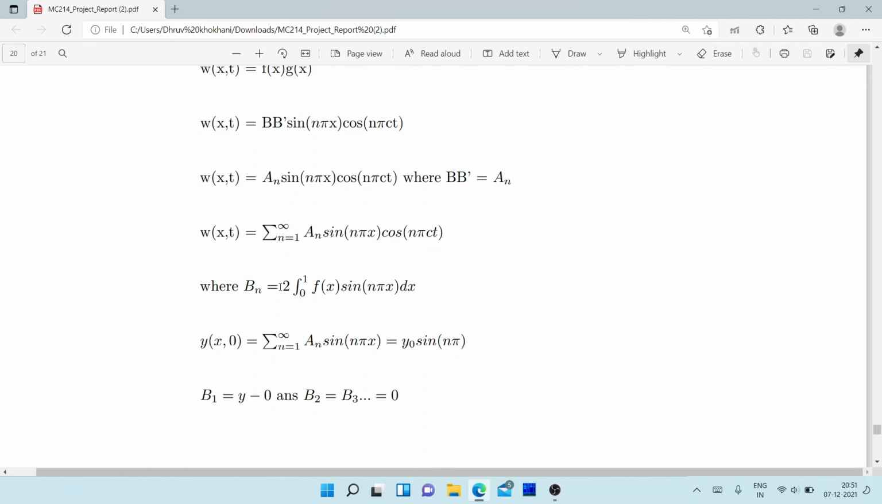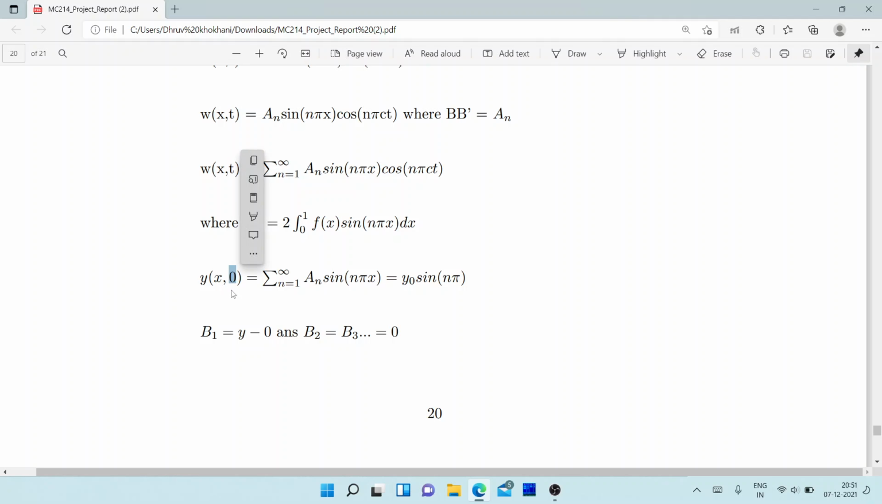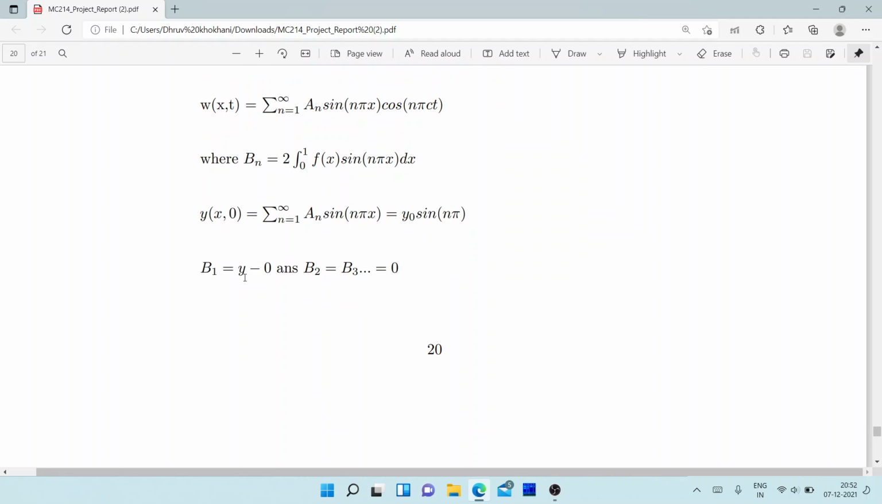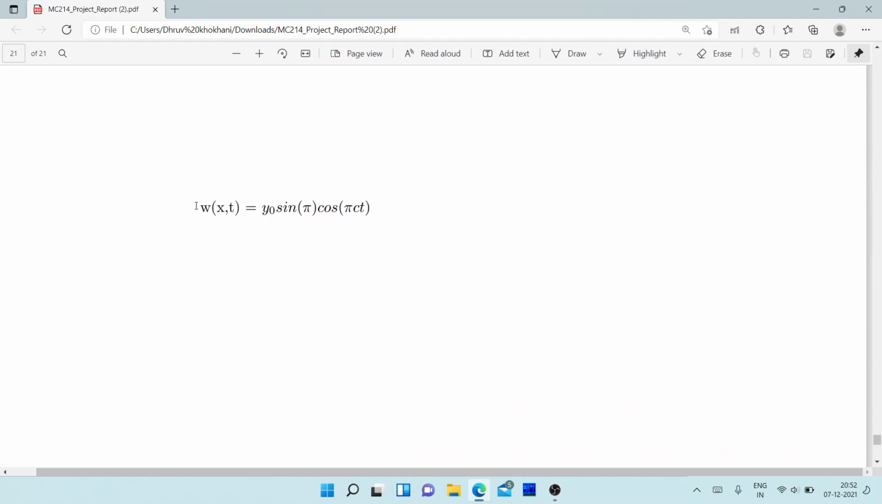So here an is equal to 2 times the integration from 0 to 1 of f of x sin n pi x dx, and we put t equal to 0. So we get summation n equal to 1 to infinity an sin n pi x, which is equal to y0 sin pi x. This condition is given in the problem. So only b1 contributes in this equation, all other constants are 0. So finally we get the answer as y0 sin pi x cos pi ct.